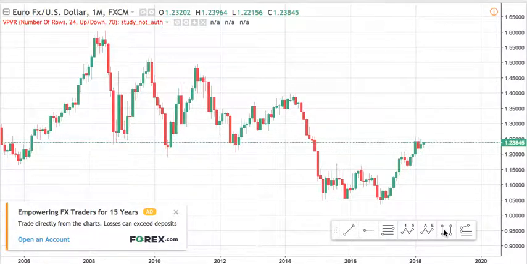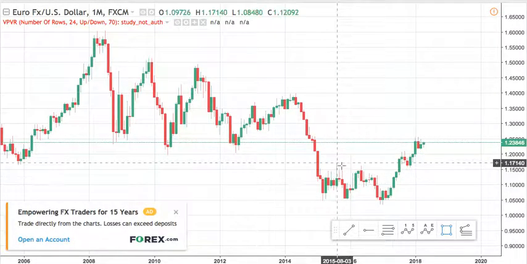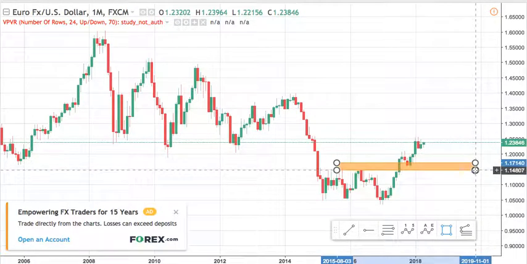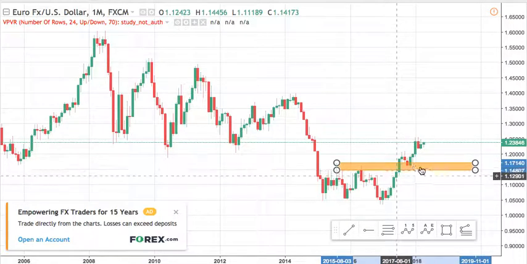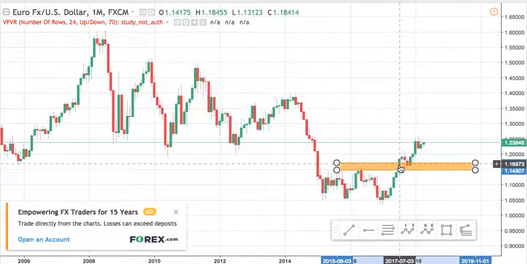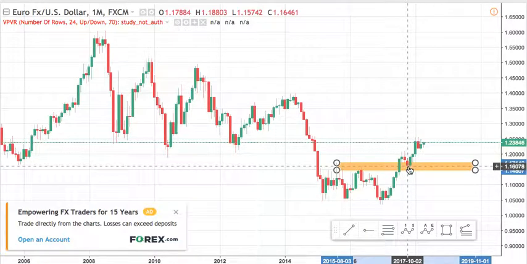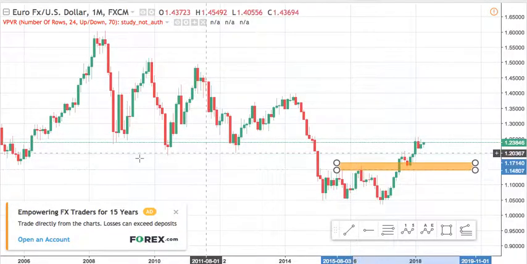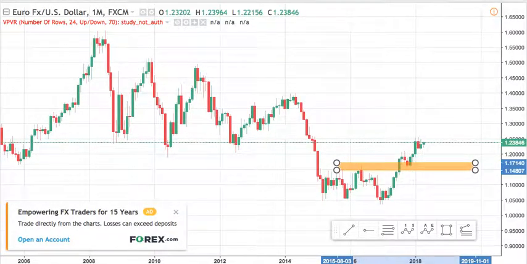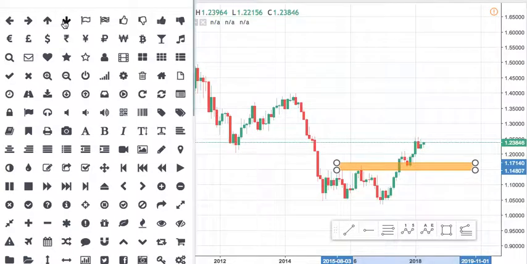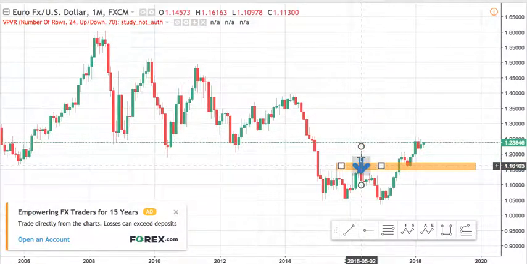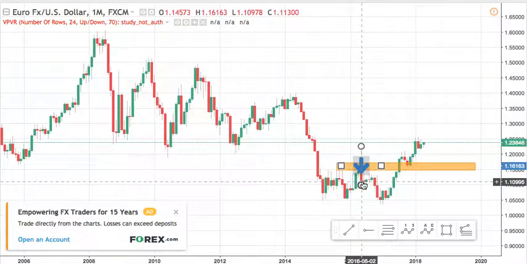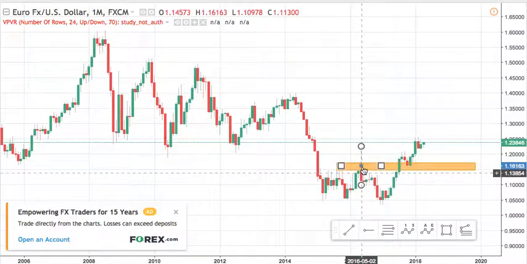Right about here. And what does this bring us to? This brings us into support and resistance. As you can see here, this is one touch of resistance. Let's make that a little smaller if I can. This was a touch of resistance here.